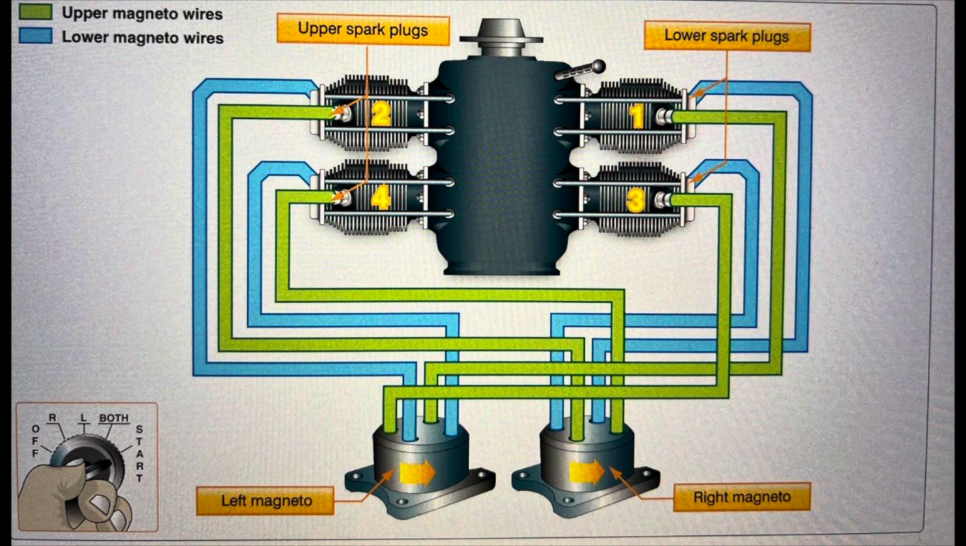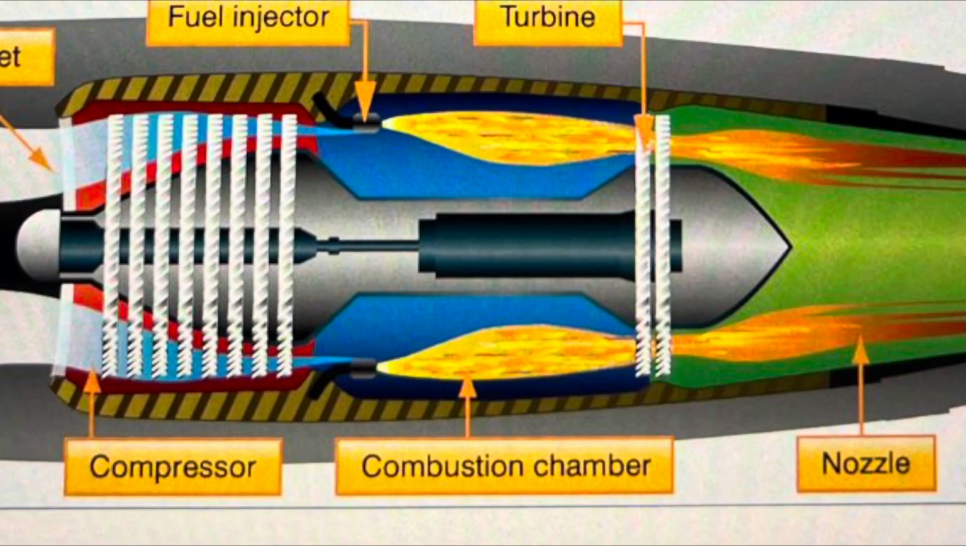Furthermore, the ignition system provides a spark that ignites the fuel-air mixture in the cylinders, and it's made up of magnetos, spark plugs, high tension leads, and an ignition switch. An aircraft turbine engine consists of an air inlet, compressor, combustion chambers, a turbine section, and an exhaust. The thrust is produced by increasing the velocity of the air flowing through the engine.